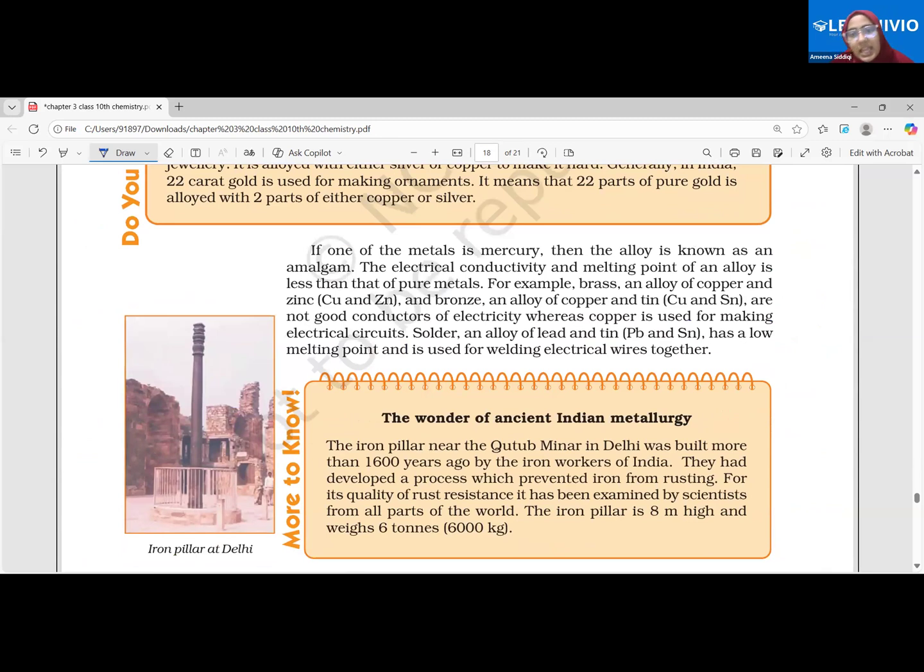Very important. If we are making any alloy with mercury, what is it called? Amalgam. Amalgam of anything. Why? Because amalgam refers to mercury here. If one of the metals is mercury, then the alloy is known as amalgam. Clear?